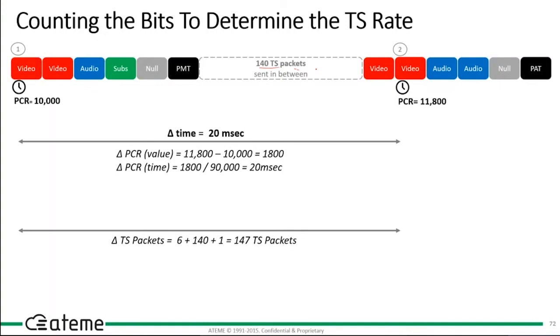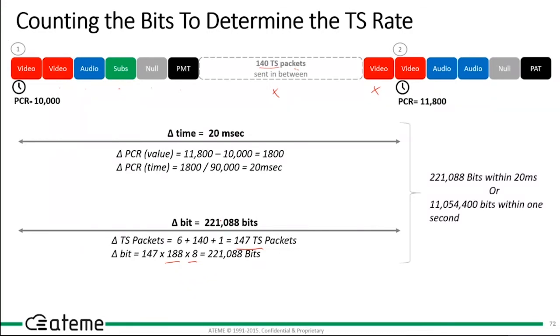So we count the number of packets. We have 1 packet, 140, 1, 2, 3, 4, 5, 6. So we have actually 147 TS packets. We convert that into bits, 188 times 8 bits, and we find that we have 221,088 bits. And then it's a very, very easy calculation. If we have that amount of bits over that amount of time, then we can conclude that the TS rate was actually 11.0544. And this is exactly how the analyzers and Titan Mux do it.